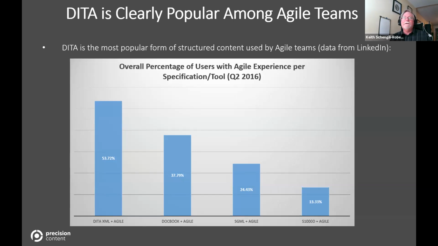It dates from 2016. And it's actually derived from LinkedIn resumes, and it basically depicts where technical writers say they have DITA or DocBook or SGML or S1000D, all forms of structured content, and have used or are using Agile. As I say, this is from 2016, as the type of search routines that made this chart possible are sadly no longer feasible in LinkedIn. So there could be a change, but as you can see, DITA far and away is the most popular in terms of users who are using DITA within an Agile framework.